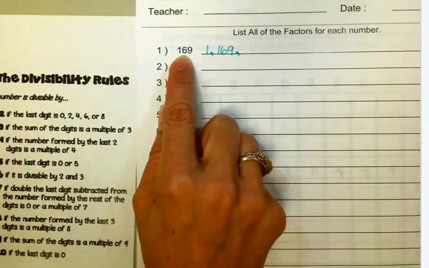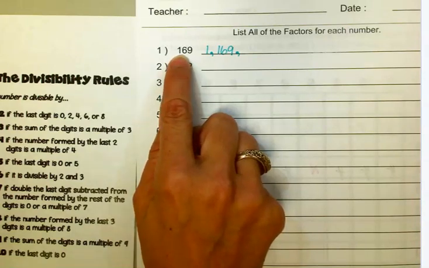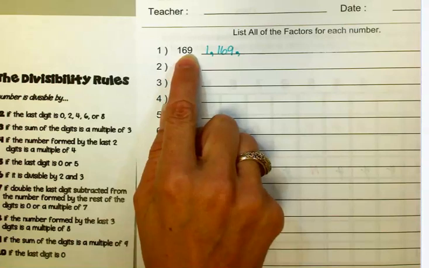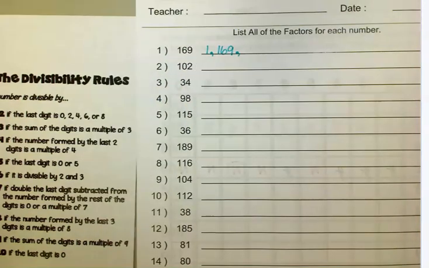Could it be divisible by 3? I don't know. Is the sum of the digits a multiple of 3? 1 plus 6 is 7. 7 plus 9 is 16. And last time I checked, 16 is not a multiple of 3.